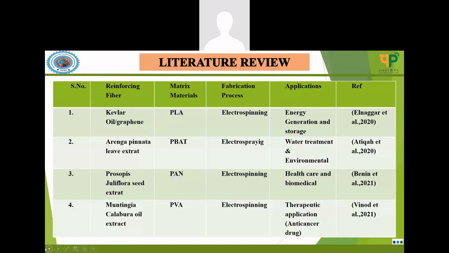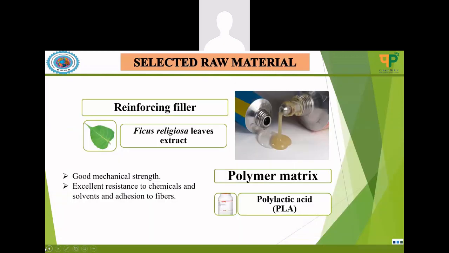Now, this is the literature review, which tells us about the use of organic extracts, like Kevlar or oil graphene with PLA through the electrospinning fabrication process, which have been used for energy generation and storage. Another is a novel plant leaf extract with PBAT through electrospraying for water treatment methods. A seed extract has been used with PAN polymer through electrospinning for biomedical applications and healthcare. Another is the use of seed oil extract with PVA through electrospinning, which has been used as an anti-cancer drug.